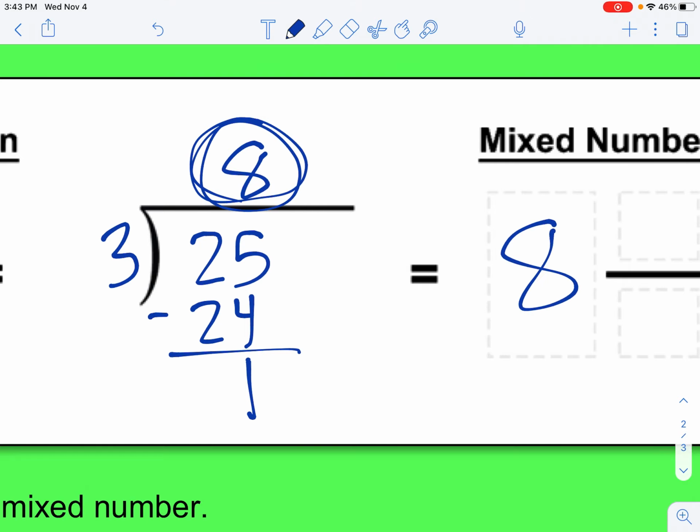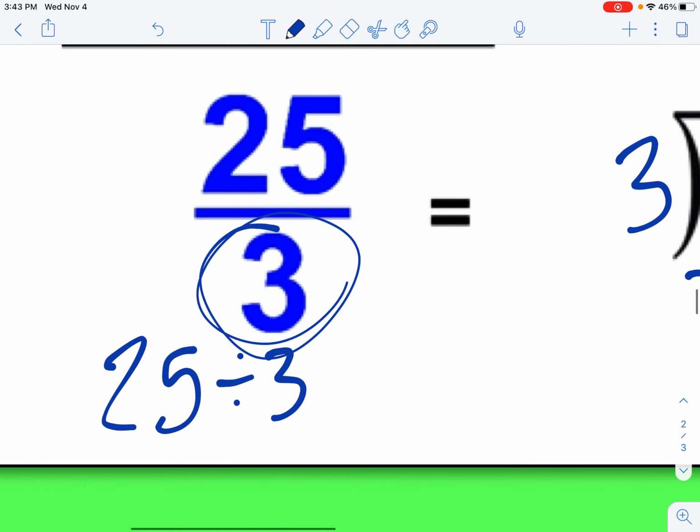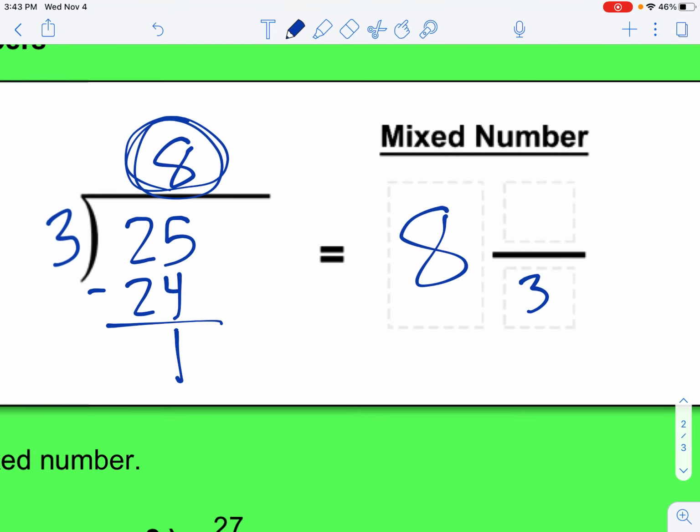Now if you remember, we said our denominator never changes. So if I go back over here, my denominator is 3. So in my answer, my denominator still has to be 3. Now I've got to figure out what the numerator is going to be. Well, the numerator is going to be our remainder. So I've got 1 left over, so that means I've got 1/3. So our answer is 8 1/3.